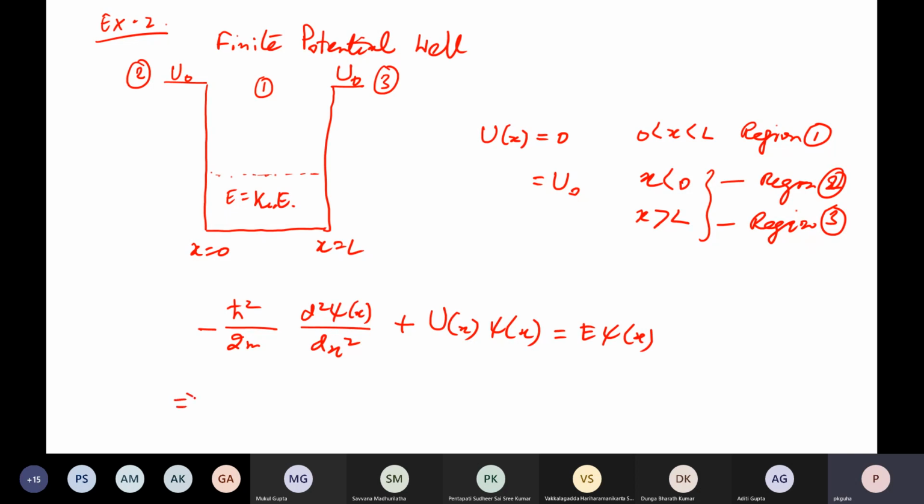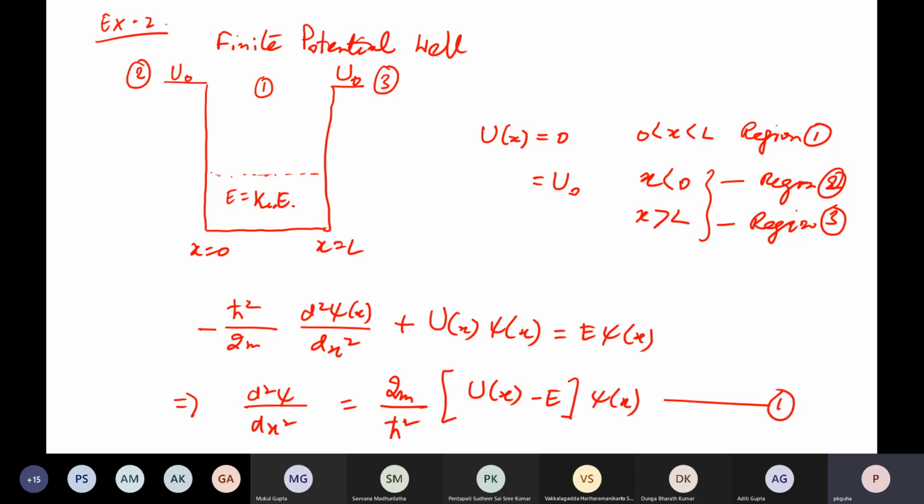In other words, we can rearrange it a little bit: d2 psi/dx2 equal to 2m/h-bar square times (U(x) minus E) psi(x), right? So this is the equation we have to solve for the spatial part. Now, if we think carefully, what is the general solution of such a differential equation?